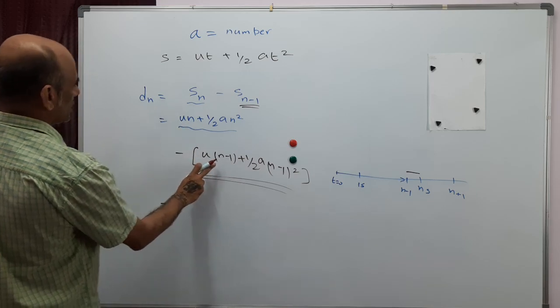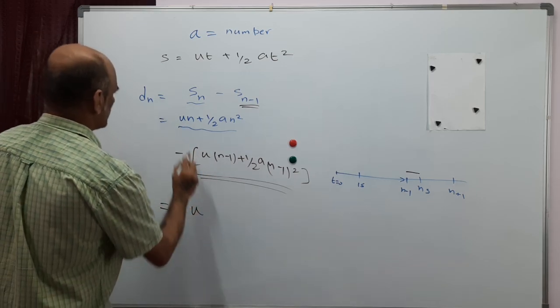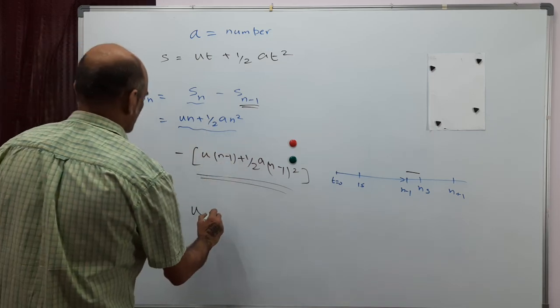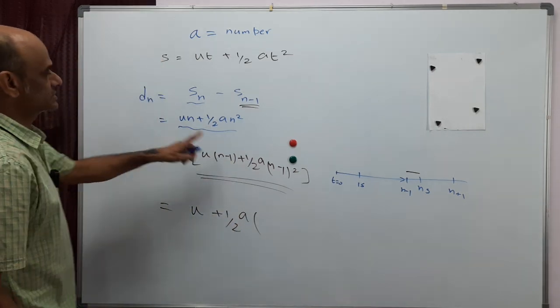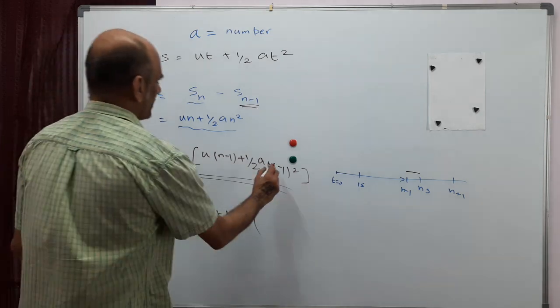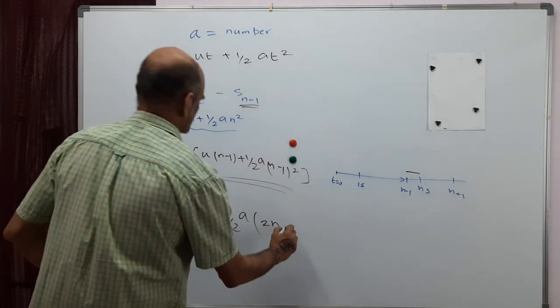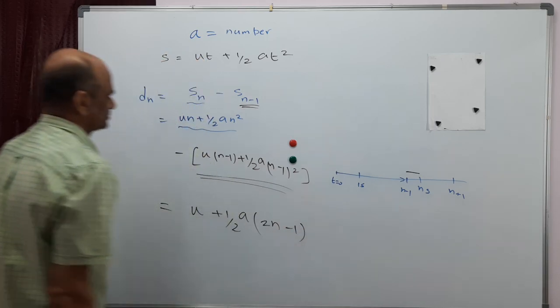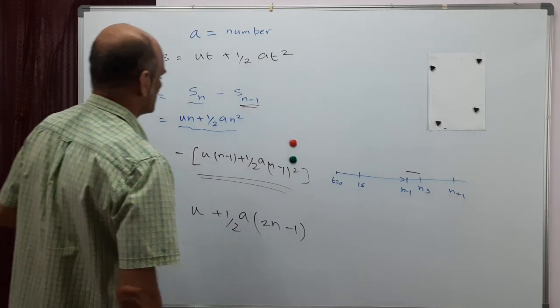So this un and un will get cancelled because of the minus sign, and you get u if you combine these two. And the second one, if you combine half a, n square and n square will cancel, minus 2n will become plus 2n because of the minus sign here, and plus 1 will become minus 1. So this is the expression for the distance traveled in the nth second: u plus half a times 2n minus 1.